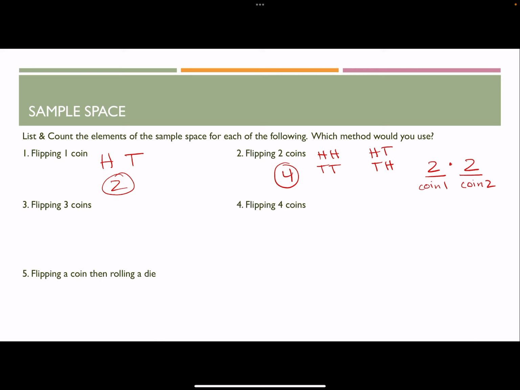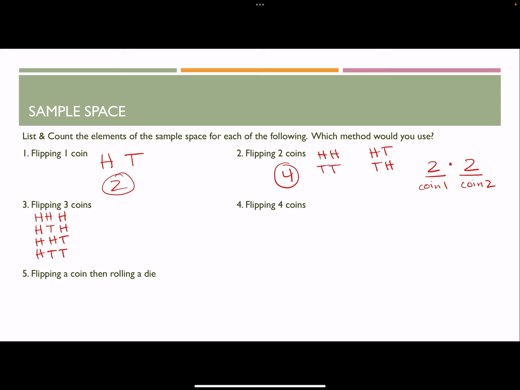Flipping 3 coins, I can make an organized list and list everything out. I'll just kind of start you off. If I was making an organized list, I'd start with heads, heads, heads. And then I'd think about keeping that first heads as a heads and say, well, what else could happen? I could get heads, tails, heads. I could get heads, heads, tails, or I could get heads, tails, tails, right? There's nothing else, again, keeping that first coin as a heads. There's no other combinations with those second two coins that I could come up with.